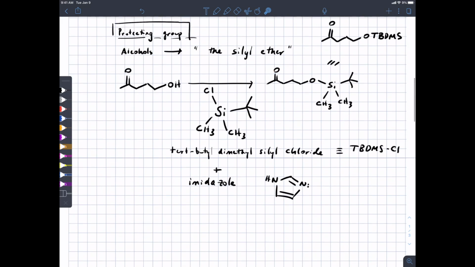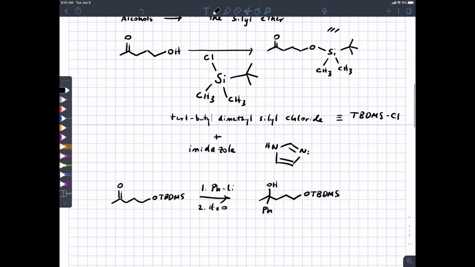So now with our TBDMS group intact, we can do whatever chemistry we want to with the ketone. Now we can do the phenyllithium, followed by a quench with water, and that will give us the desired tertiary alcohol without that other primary alcohol interfering.